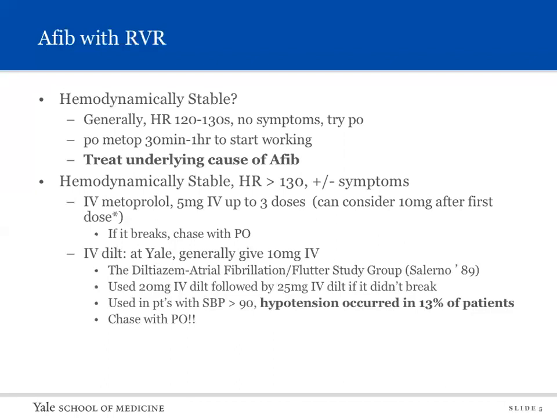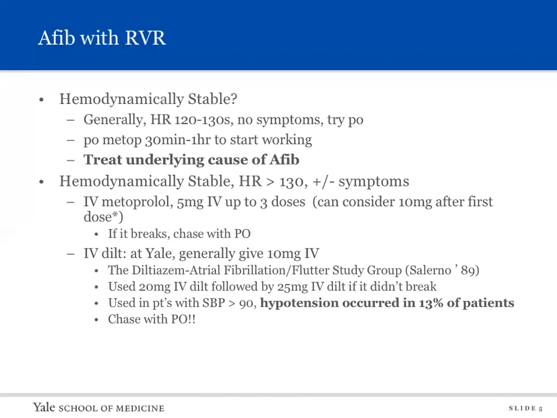Alternatively, or as a second step, you can use diltiazem. At Yale, what we generally do is give a first push of 10 milligrams of IV diltiazem, which is actually a little under what was studied. There's a study that was done in 1989, published in the Journal of the American College of Cardiology, that actually developed the guidelines for pushing diltiazem in atrial fibrillation. In that study, they pushed 20 of IV diltiazem, waited for 15 minutes, and if there wasn't a response, then they gave 25 milligrams of IV diltiazem.